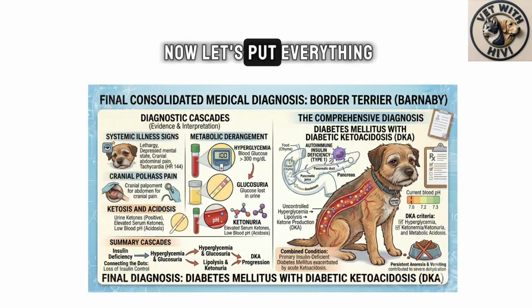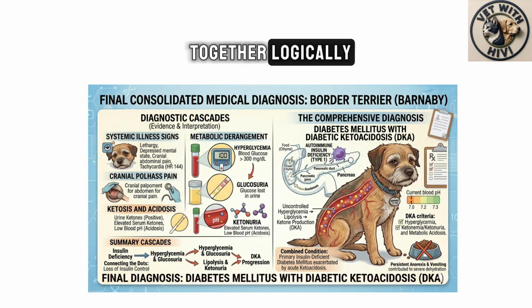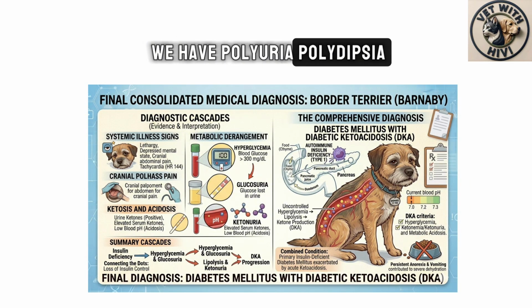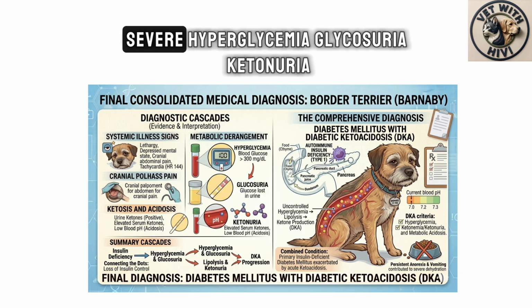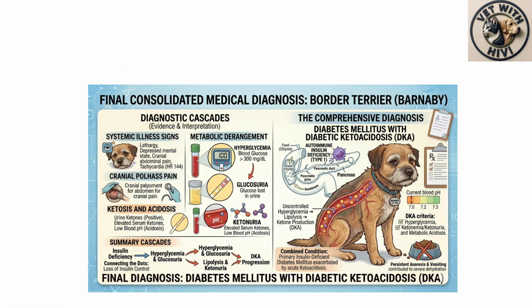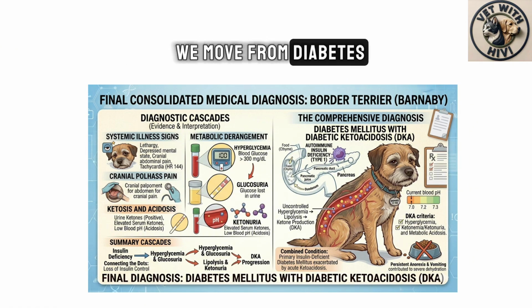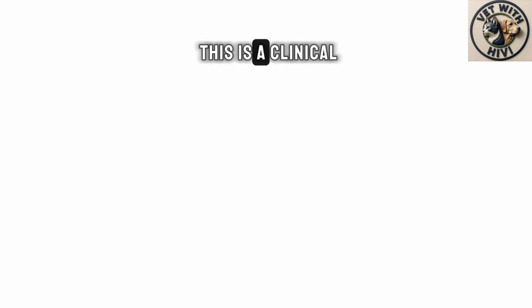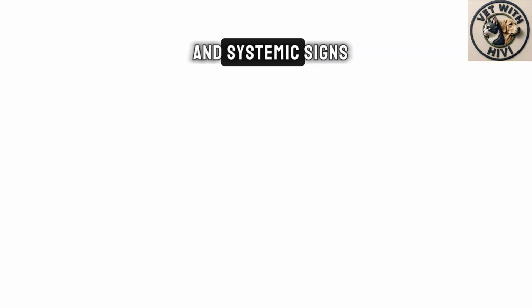Now let's put everything together logically. We have polyuria, polydipsia, vomiting, depression, severe hyperglycemia, glucosuria, ketonuria, dehydration, and systemic illness. So step by step, we move from diabetes to diabetic ketoacidosis. This is not just a lab diagnosis. This is a clinical diagnosis supported by physiology and systemic science.